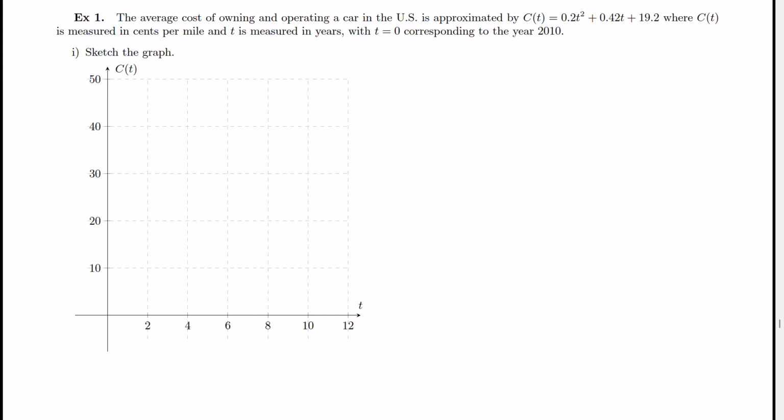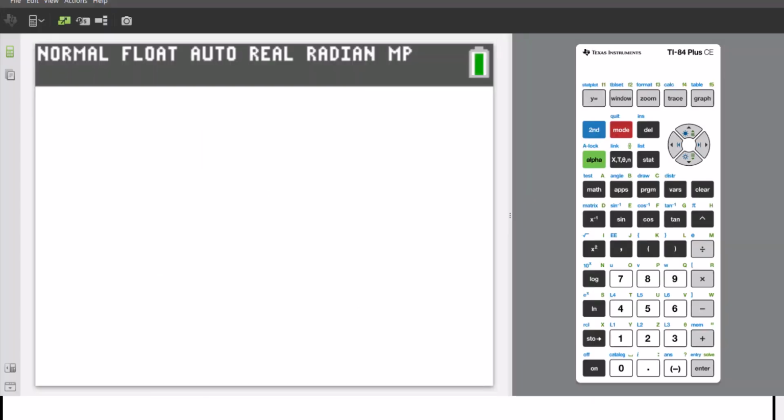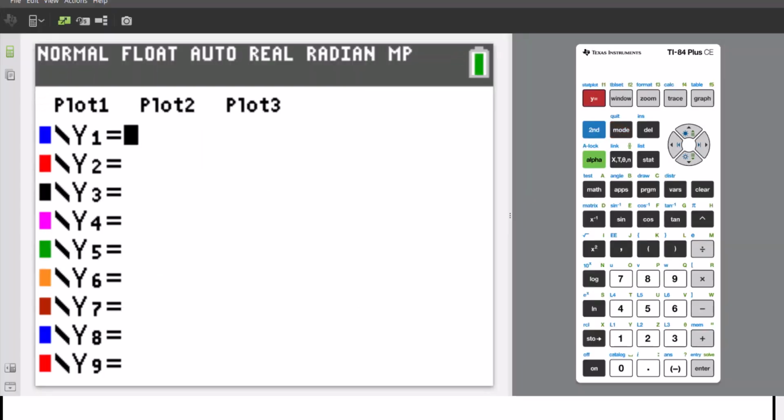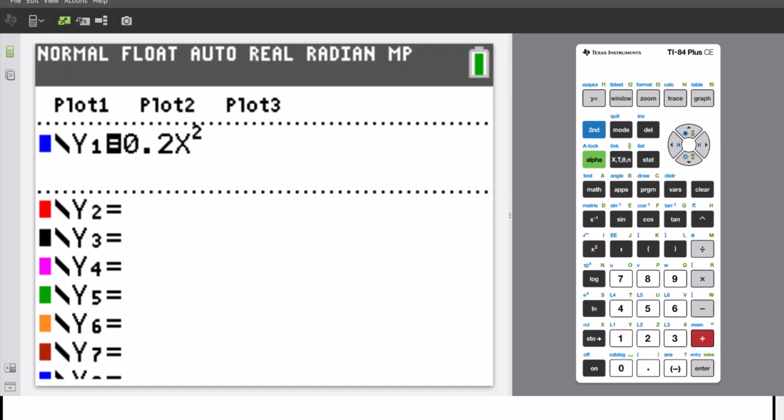I think the best way to graph it is to just use our TI calculator. So let's turn it on and put this equation in. To graph it, I'm just going to click on Y. And remember, I don't have the letter T on my calculator, so I'm just going to use X for everything. So 0.2x squared, and then 0.42x, and finally plus 19.2. That's the provided equation.